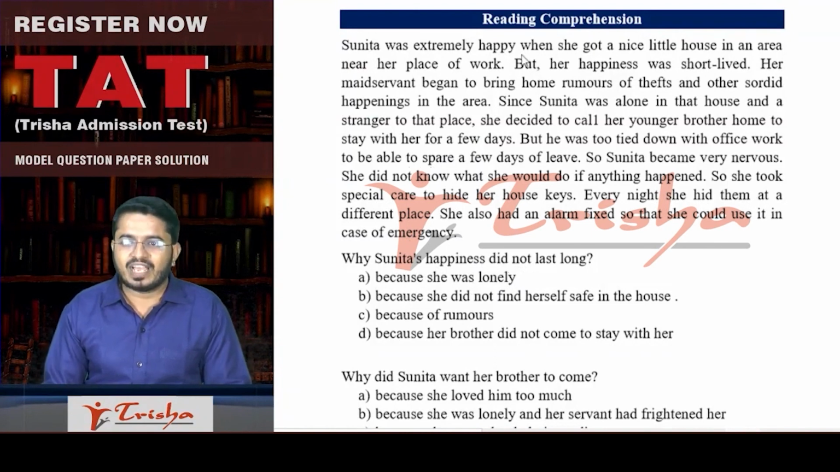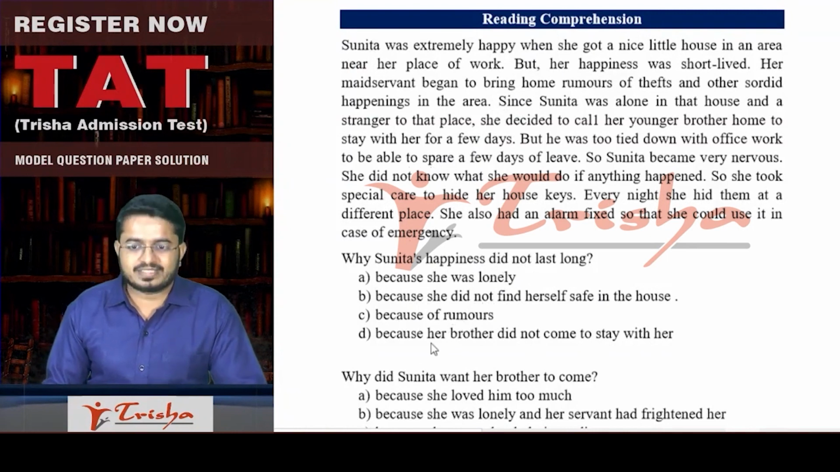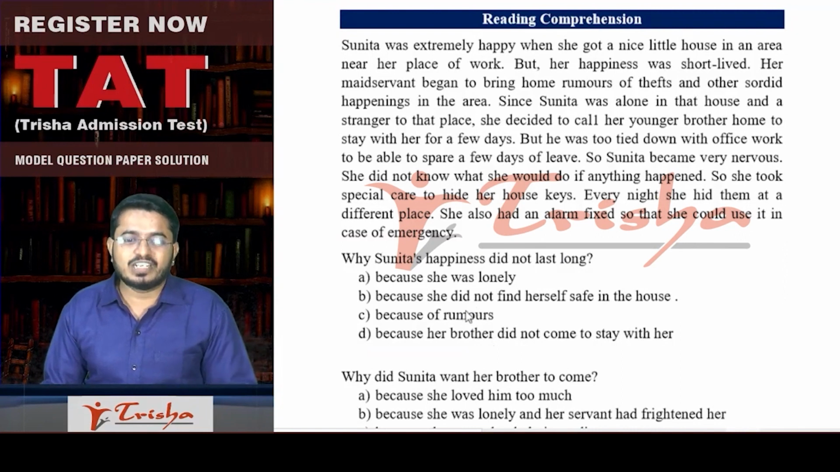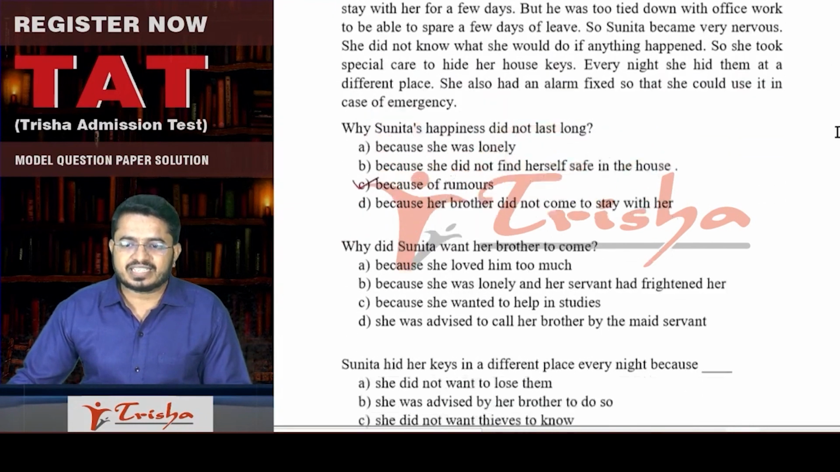Because she was lonely? Have they mentioned anything of that sort? No. Because she did not find herself safe in the house? Okay, this may be the answer, but let us look at other options also. Because of rumors, because her brother did not come home to stay with her. That was at a later stage, right? Her happiness was short-lived earlier itself. Why? Because of rumors. See here, her happiness was short-lived. Why? Her maidservant began to bring home rumors of thefts. So why did her happiness not last long? Because of rumors.